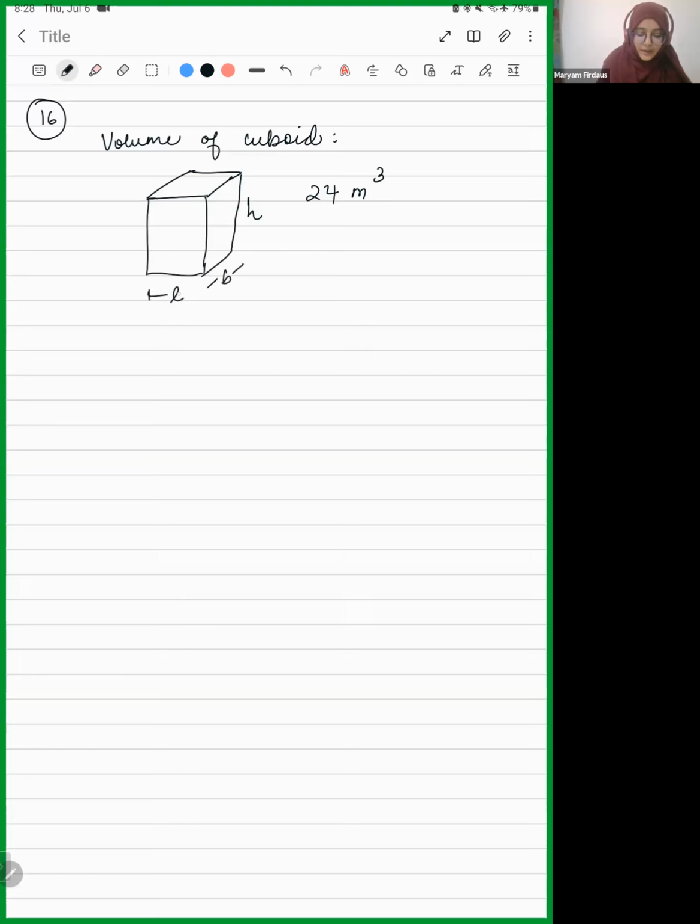Come on, think and tell me. It will be 24 equals L into B into H, right? So what can L into B into H be? What are all the possibilities? It's not very difficult. You have to think of three numbers which, when multiplied, give you 24. That's all.